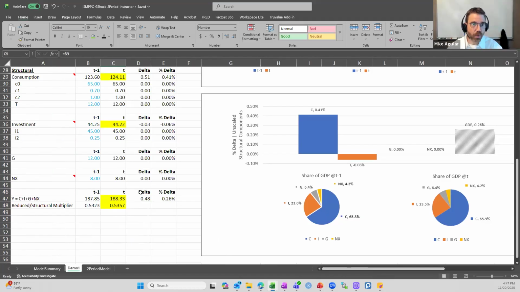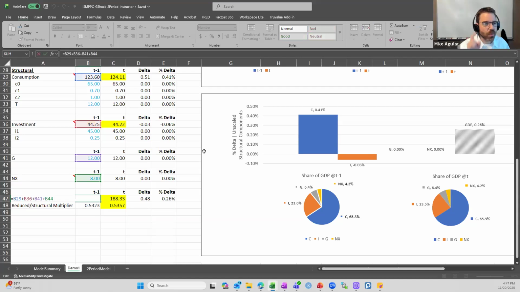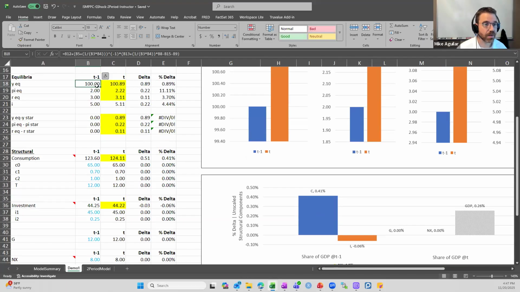Here's a difficulty when we're using this type of structural specification. Okay, so you're with me on this. I add up 29, 36, 41, 44. I add up C, I, G, and NX. That should be equal to GDP. But it's not. I sound like Yogi Bear, right? It's not equal to GDP of the YEQ.